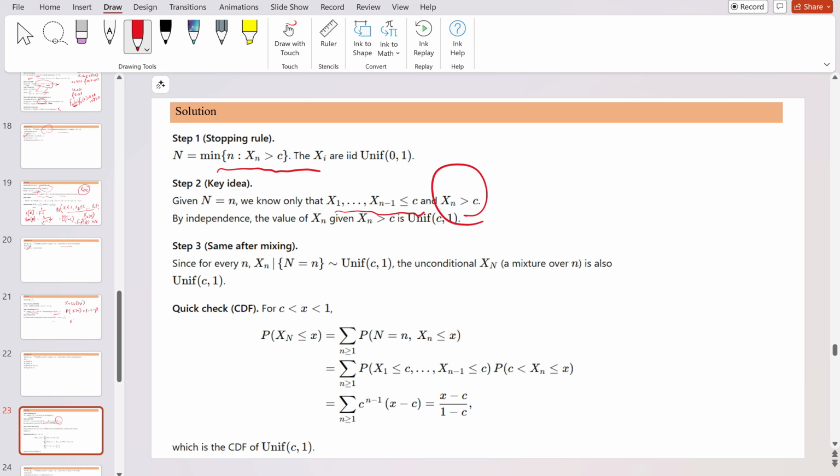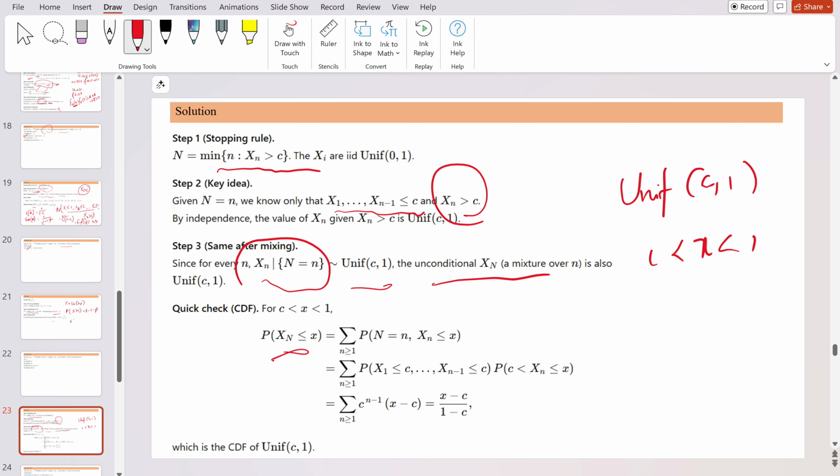So when you see that, the last term is uniformly distributed between c and 1. So the unconditional XN is actually a mixture over all the n, and simply it is uniform between c and 1. Let's do a quick check of that. For x between c and 1, the probability that XN is less than or equal to x is the sum over n of the probability that N is equal to n and XN is less than or equal to x.